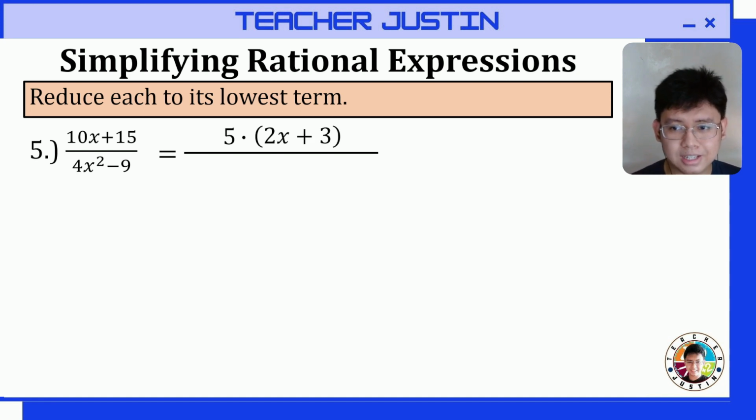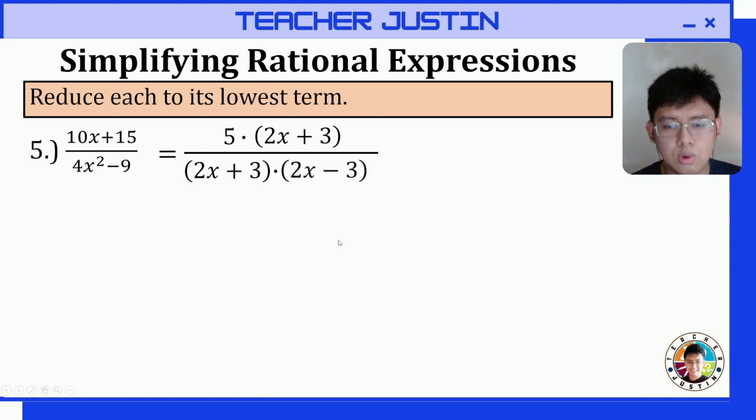Now, punta naman tayo sa denominator natin. Our denominator is 4x squared minus 9. So, this can be factored using factoring difference of two squares. So, yung factor niya magiging 2x plus 3 times 2x minus 3. Now that we're done factoring our numerator and denominator, let's cancel out the common factor. So, they both have 2x plus 3. So, cancel natin yung 2x plus 3.